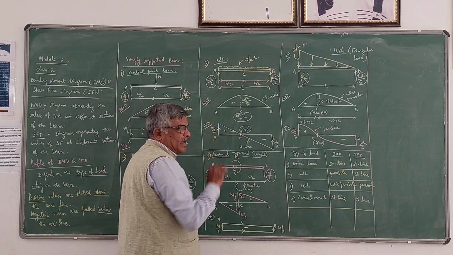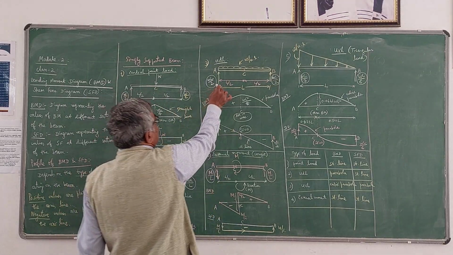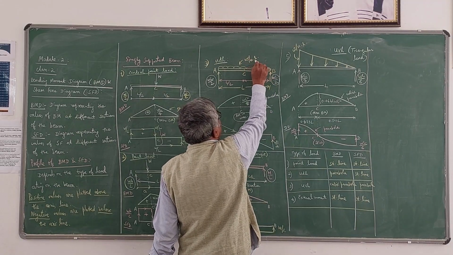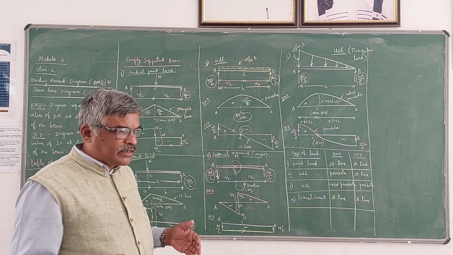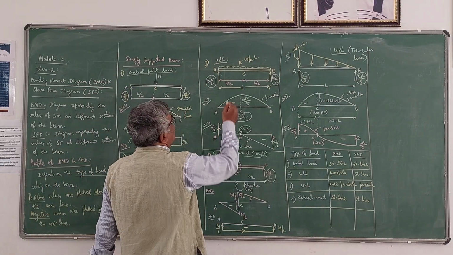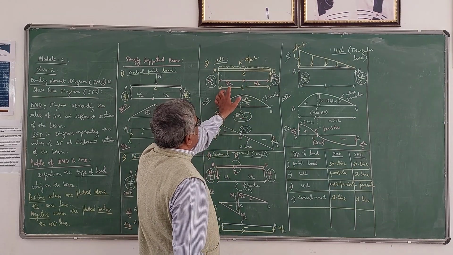Now coming to the third case, uniformly distributed load. So if the load is uniformly distributed, it is shown like this. I have taken small w per unit length. UL means unit length. It may be meters or centimeters, whatever it is. So it is unit length. So now I have marked C here, which is the midpoint of that beam. L by 2, L by 2.